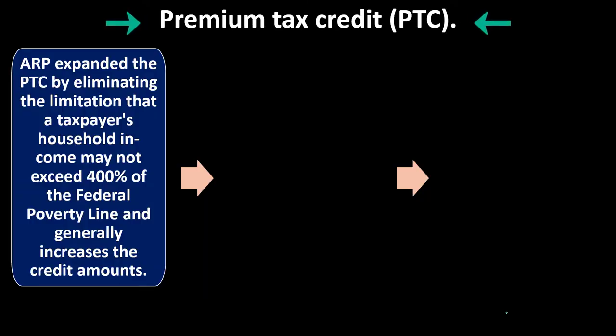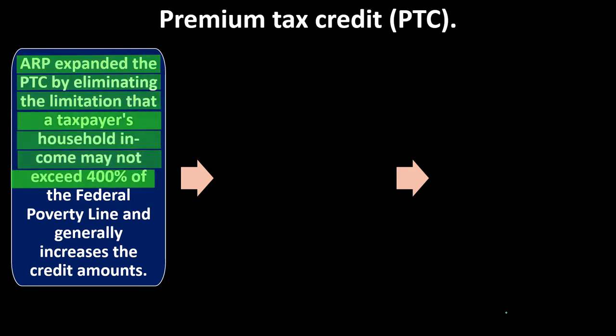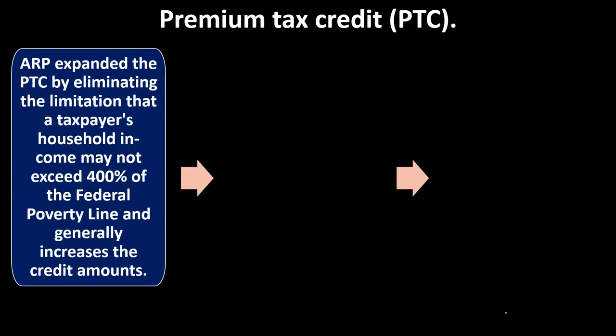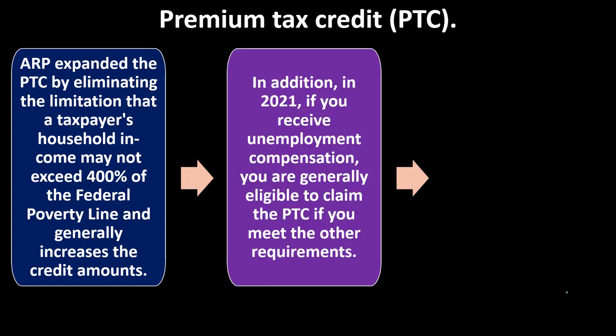Premium tax credit, the PTC. ARP expanded the PTC by eliminating the limitation for a taxpayer's household income may not exceed 400% of the federal poverty line and generally increases the credit amount. So the premium tax credit has to do with health insurance premiums. So we'll talk more about that possibly in future presentations as well.